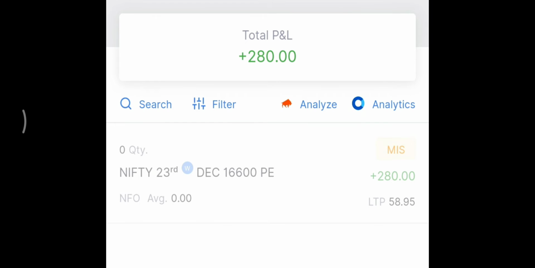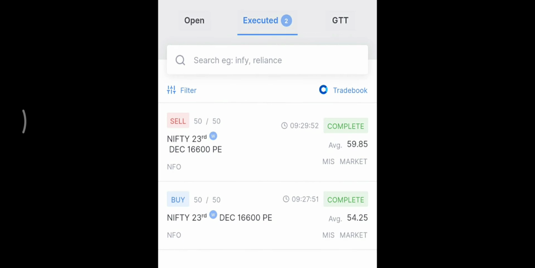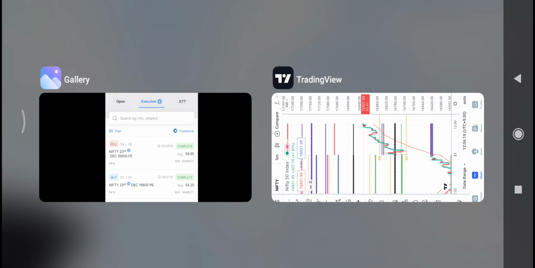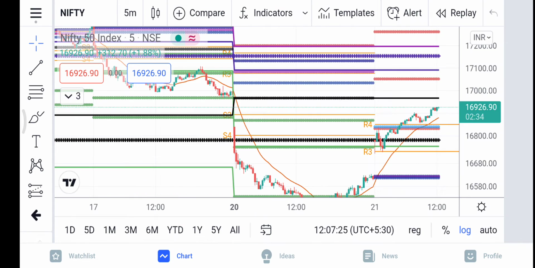This is the 10% profit that I made in Nifty, that is with an investment of rupees 2700. I made a 280 rupees profit, that is 10% return on the investment. This is the profit screen and this is the entry and exit point. This is the order book which you are seeing, and the chart I am going to show how I made an entry and the exit.